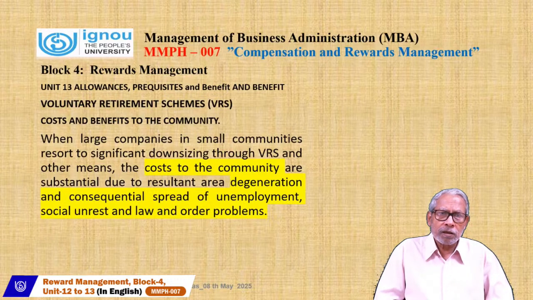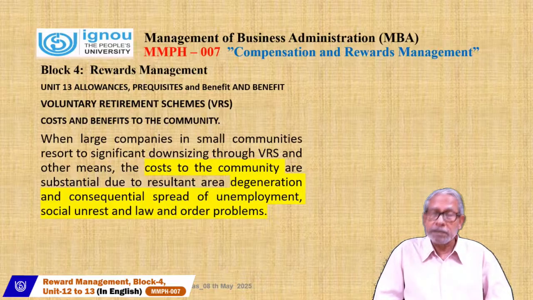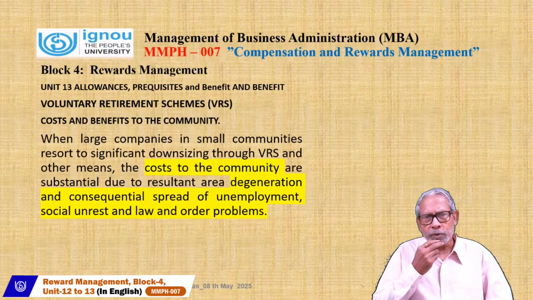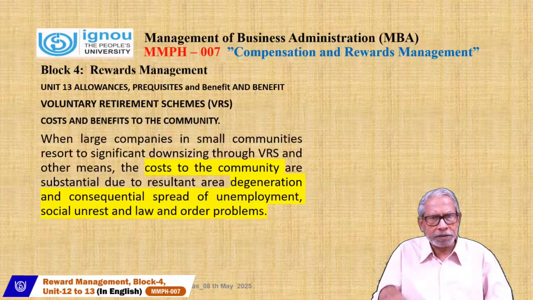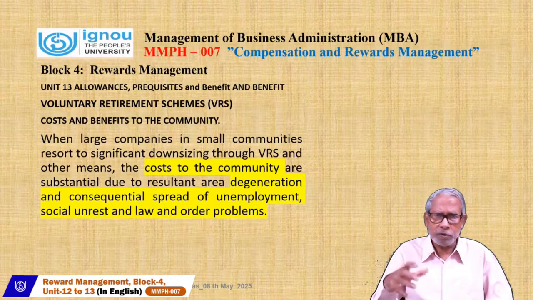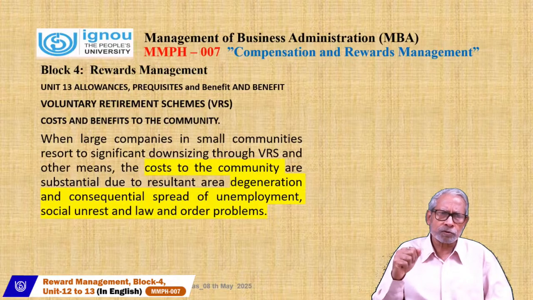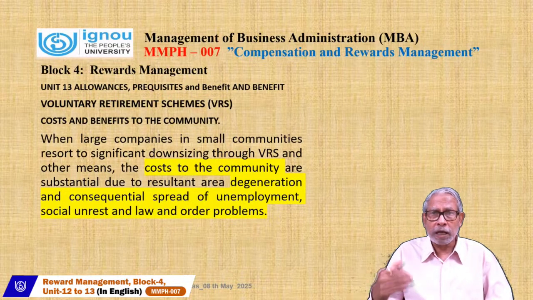When large companies in small communities resort to significant downsizing through the VRS and other means, the cost to the community is substantial due to the resultant area degeneration and the consequential spread of unemployment, social unrest, and law and order problems. Because employees of a particular company are staying in almost the same peripheral area, and they have taken the VRS, at a time some unemployment will be generated. Individuals may not go for other work; they have to stay there. So that also impacts the social systems, and we have to see that there should not be any law and order problems.